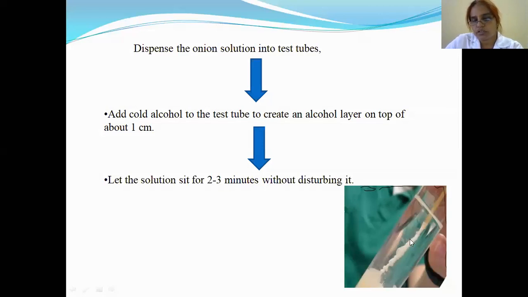Now see, this is the DNA. This was prepared in our laboratory this morning. See, this is isolated DNA from onion. See, this is the clear one. This is the isolation of DNA from onion in our laboratory.